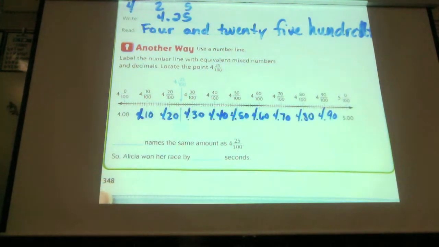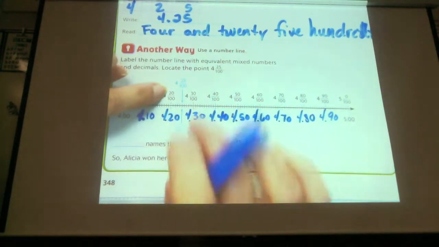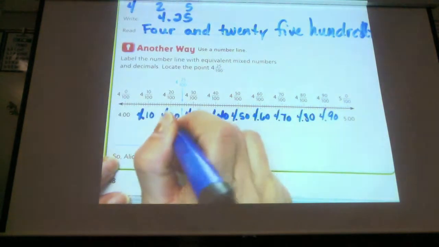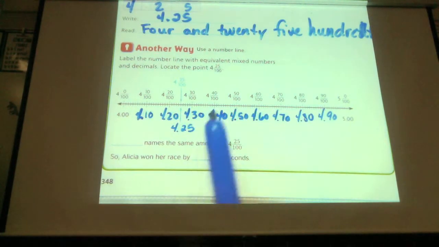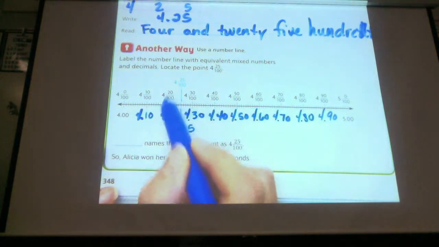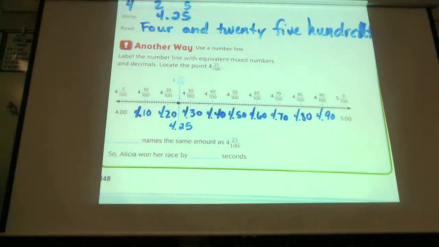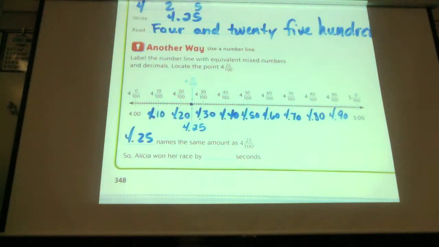4.90. Okay. Now, our number is 4.25, so it's going to be between 20 and 30. 25/100 is between 20/100 and 30/100. So in here, we're going to put our 4.25 right in the middle. Because if I was counting, I'd say 20 is right here. So 21, 22, 23, 24, 25 is right there. Okay? So again, 4.25 is 4 and 25/100, names the same as 4 and 25/100.